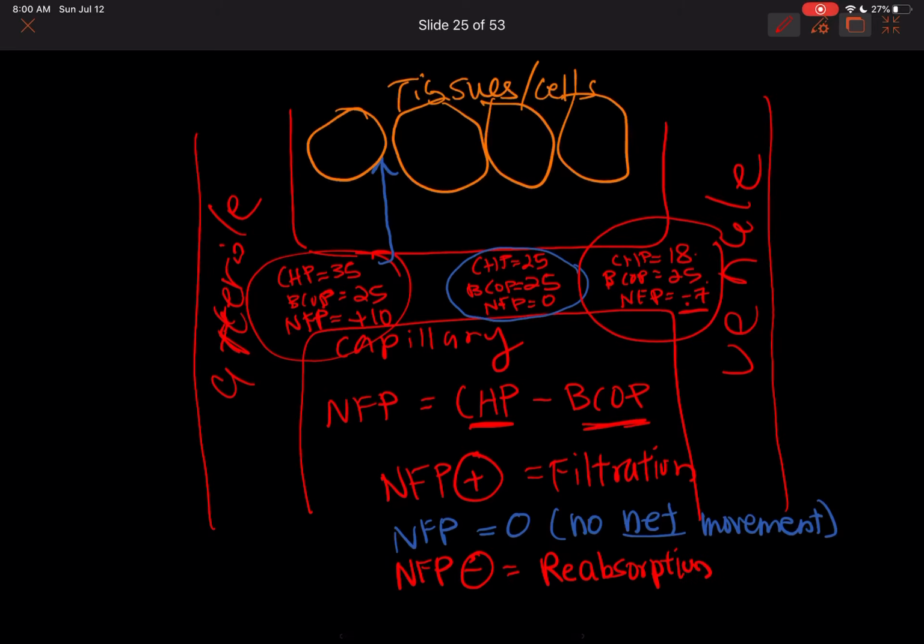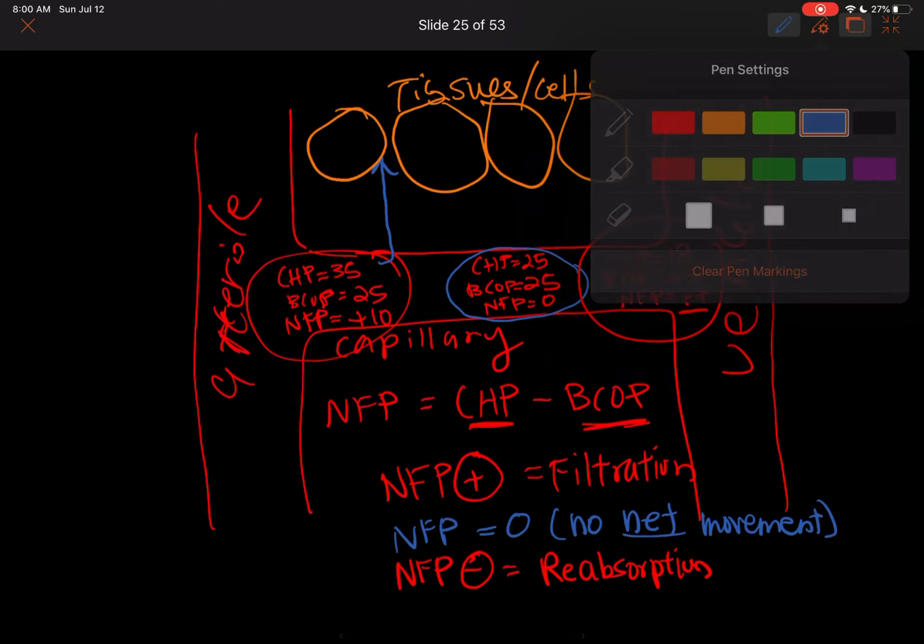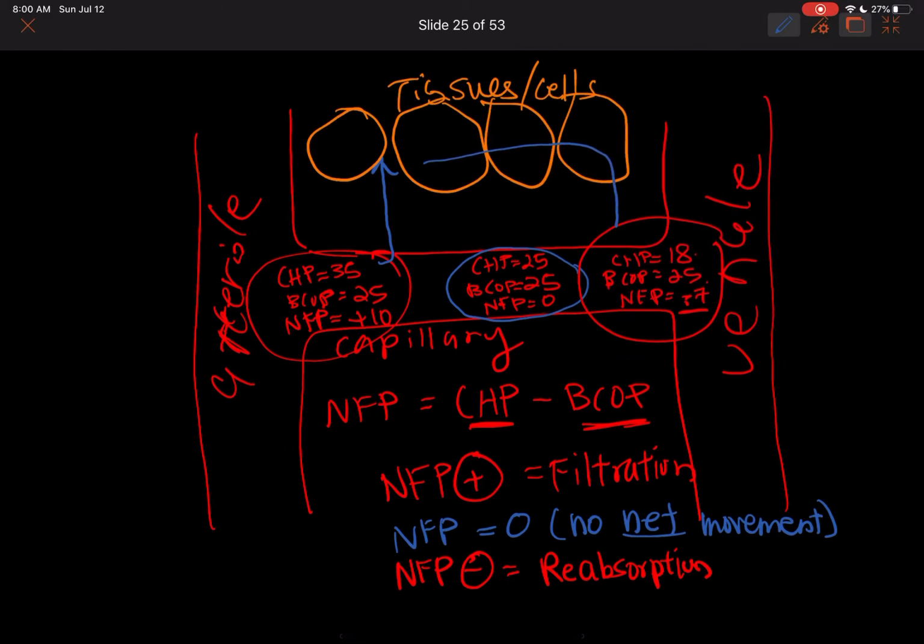You do have a negative value here, which is why I say it doesn't matter what numbers those videos from other sources put in there, as long as they're getting that same positive value at the arterial end, no net movement somewhere in the middle, with NFP being 0, and somewhere at the venous end it should be a negative value, then it is correct. So a negative value means reabsorption, which means fluid moves from the tissues back into the blood.